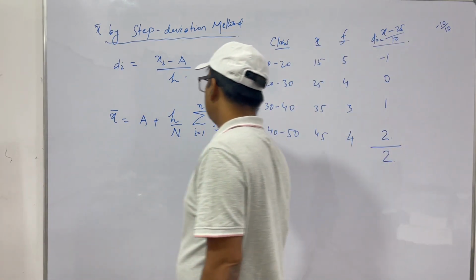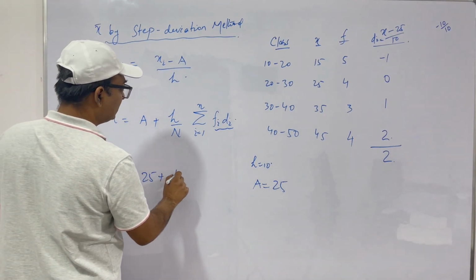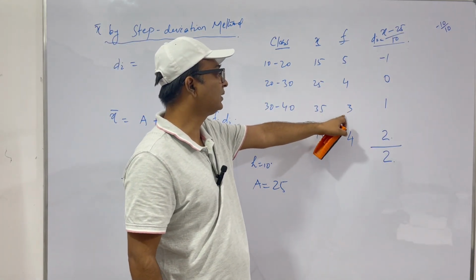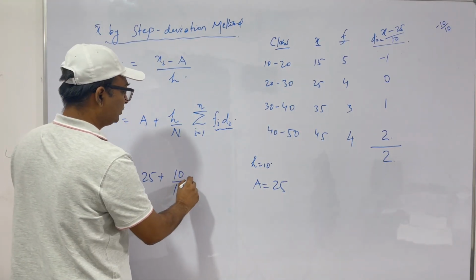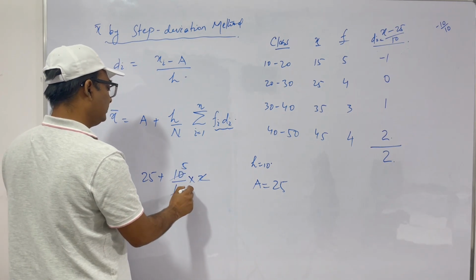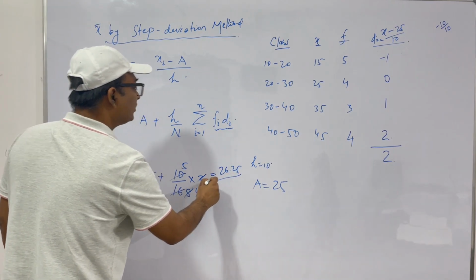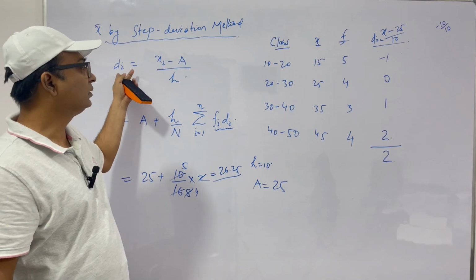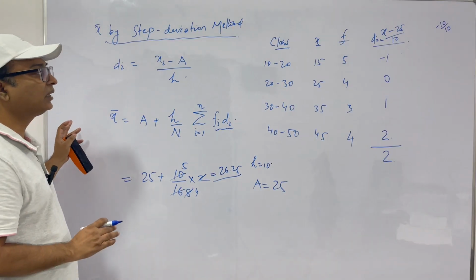What is our arithmetic mean now? This will be equal to a, that is 25, plus h, that is 10, by n. N is 5 plus 4, 9, 9 plus 3, 12, 12 plus 4, 16. So 16, and then the summation of fi di, that is 2. So this is 10 by 16 into 2, that is 5 by 4, 1.25. We get arithmetic mean as 26.25. So using di, the deviation, the calculation becomes very easy. So this is about arithmetic mean.